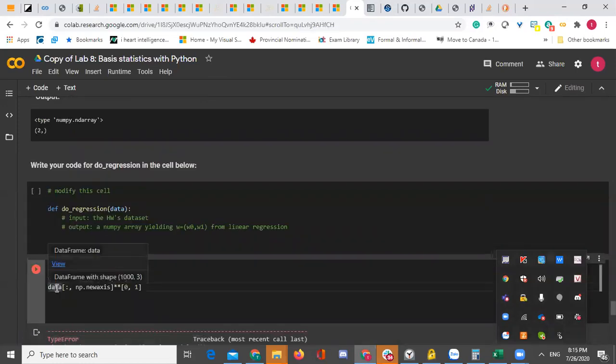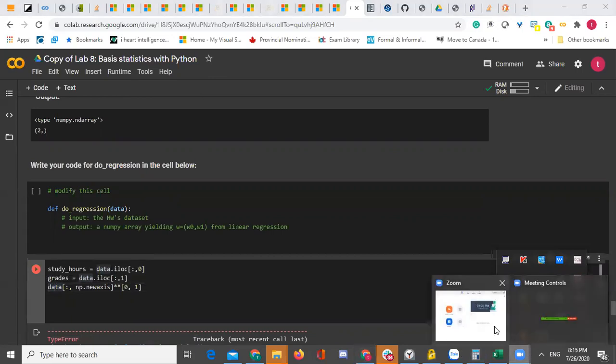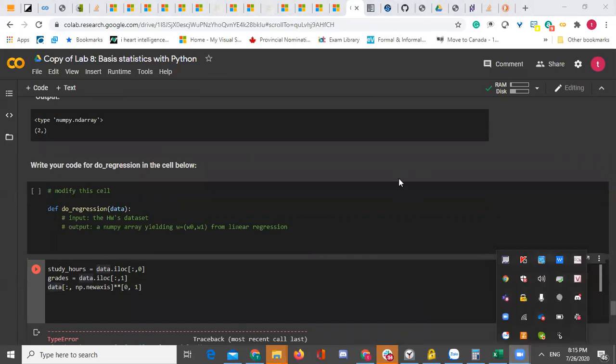What did you do? Sorry, I don't really understand. Okay, provide the data. The function takes at least two parameters: the grades and the matrix containing two columns, the first column having ones and the second the study hours values. Okay, hang on, let me read. So this function takes at least two parameters, right?